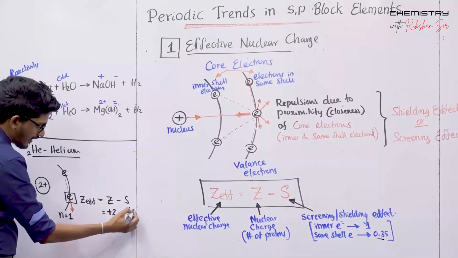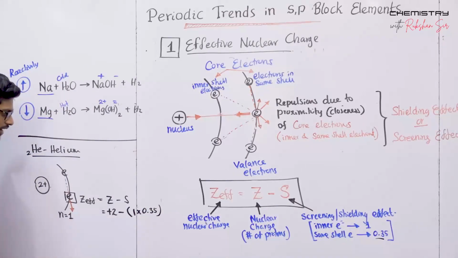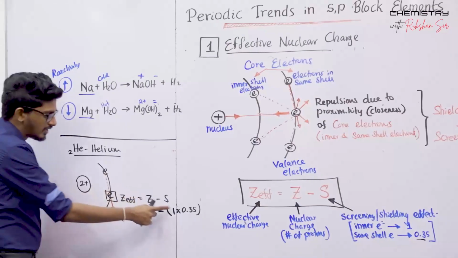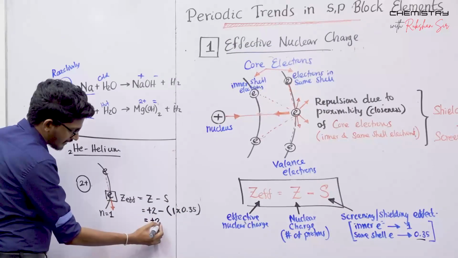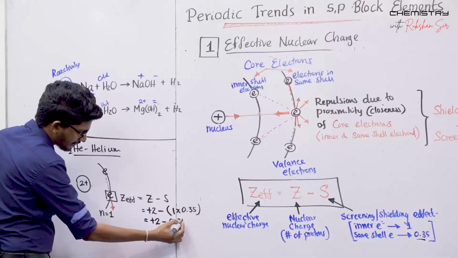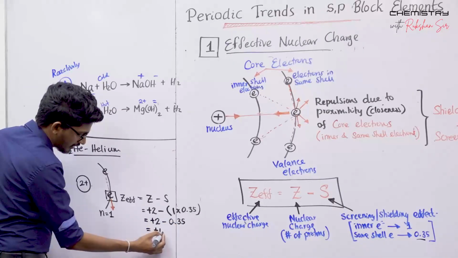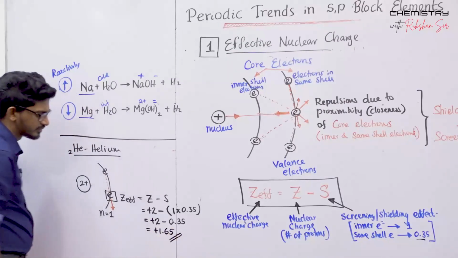Only one same shell electron is there, so one can write 1 into 0.35 units of shielding. We are considering the effective charge for this electron, so the shielding is 1 into 0.35. Your calculation looks like this. The ultimate number is 2 minus 0.35, that is 1.65.